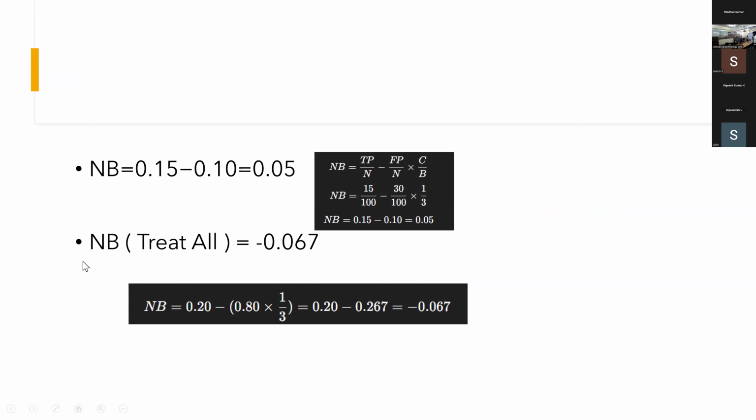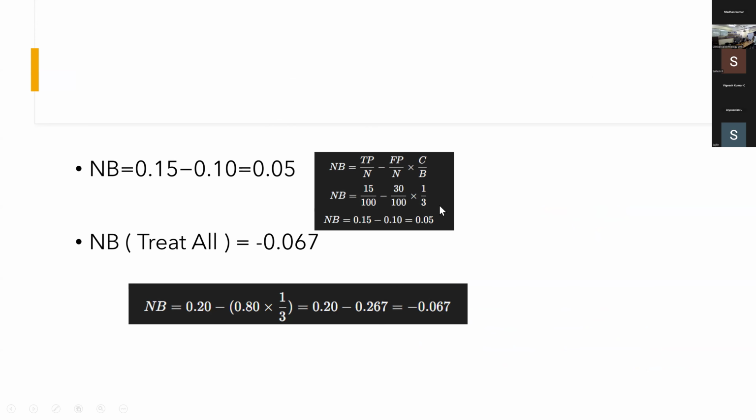So the net benefit of doing this test can be calculated by entering these values into this formula. The true positive that we saw was 15 and the false positive was 30. When we divide by the total number of participants, 100, and multiply by the correction factor for the cost, which is 1/3, we get a net benefit of 0.05, which is positive. So this test is actually helping us clinically, and it is clinically useful.